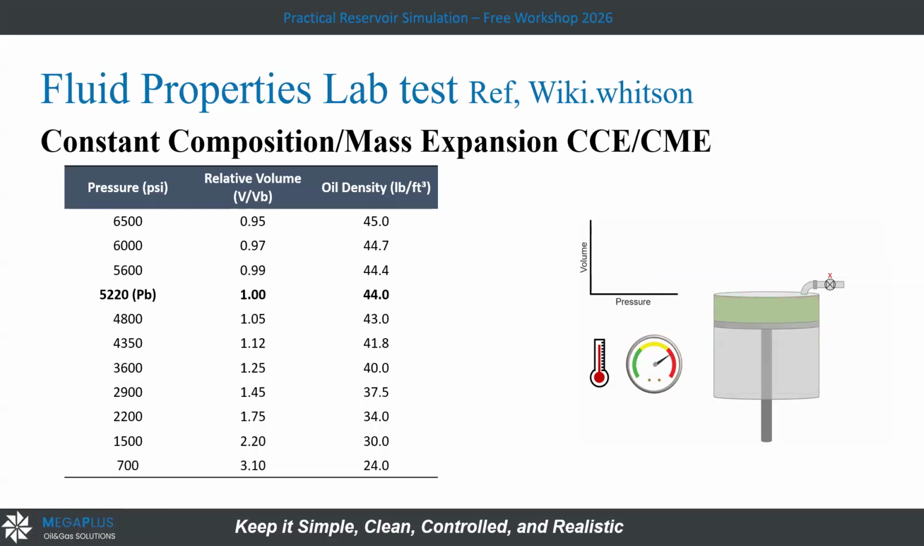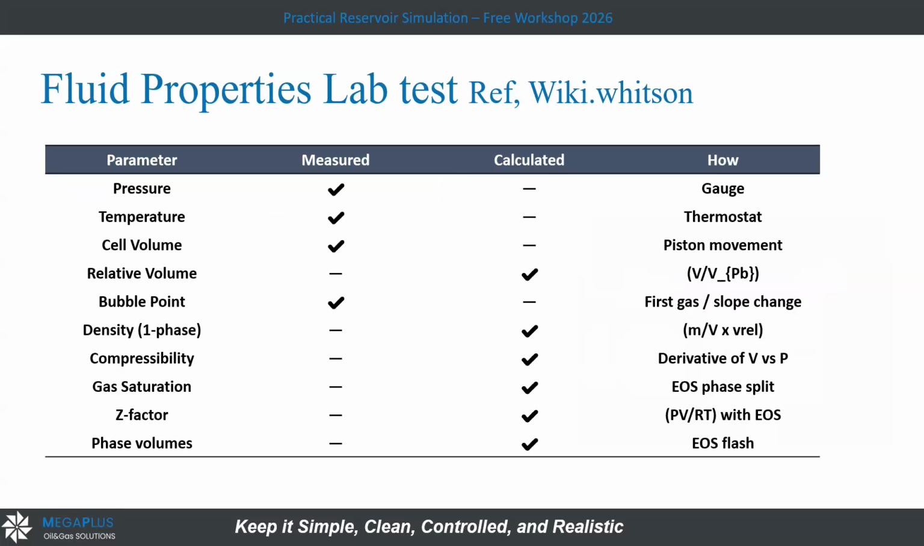And I will repeat it many times. In the continuity equation, you remember that we need to know the density of the fluid and the viscosity of the fluid, the main key variables in the continuity equation. So here in the CCE we have constant mass. We are not going to produce from the cell. It's constant mass, but divided by the relative volume, so I can see the density at each pressure above and below the bubble point.